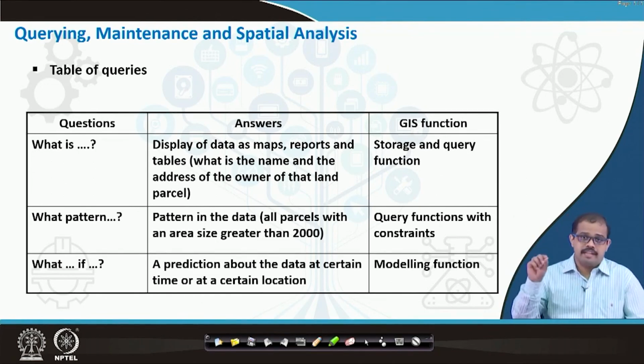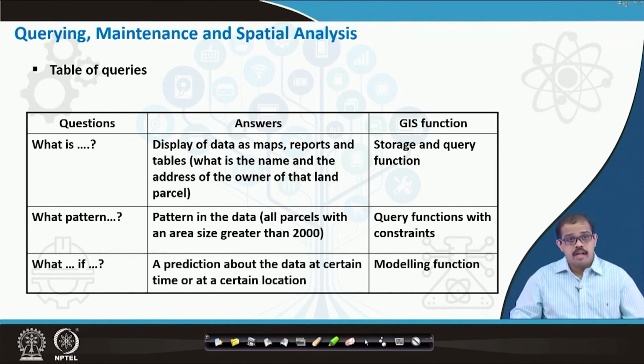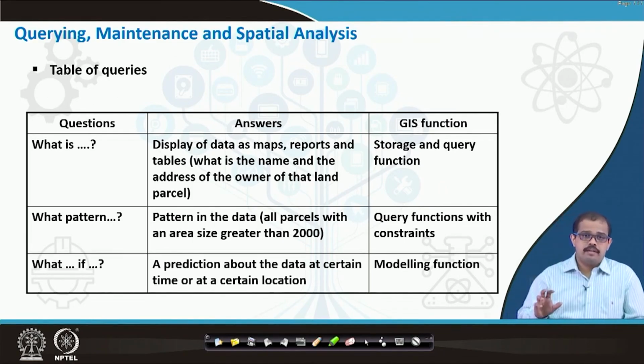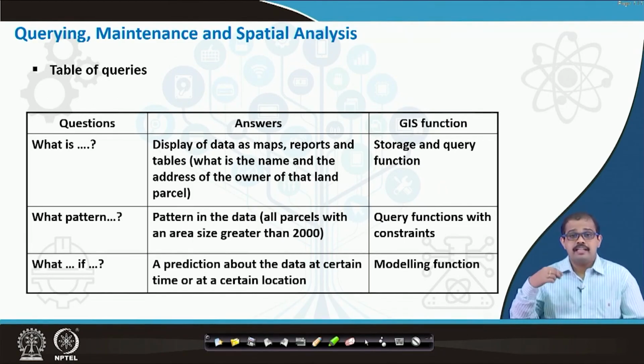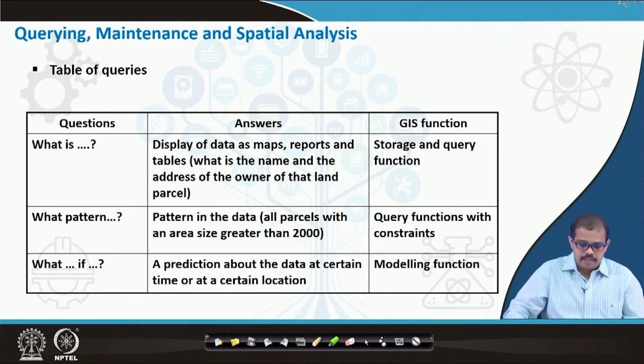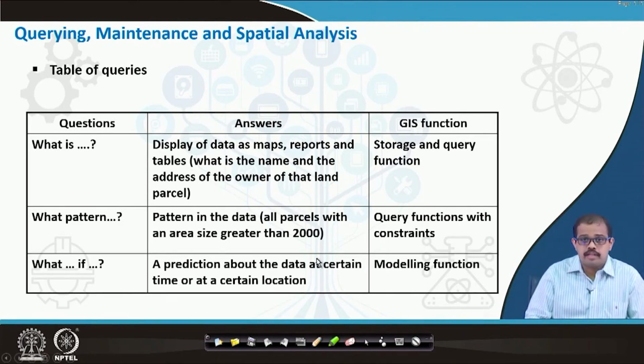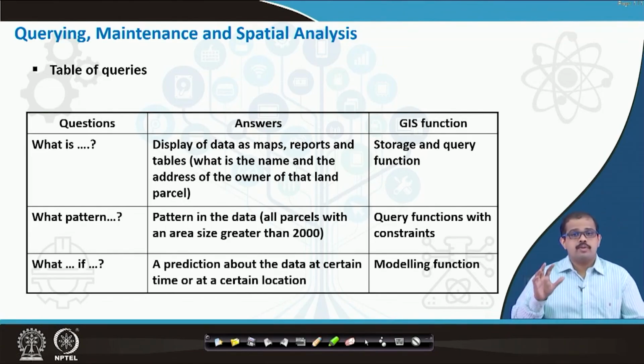Where that particular data has been stored and what is the quality of that data. So, we are trying to do that. But when we look at other query like what pattern, now in normal English we are looking at, when I say pattern in that particular data, whether all parcels in the area size is greater than 2000. But in a GIS function, the query functions with constraints. It means to say there are certain constraints for the particular query, and you are making a query. For example, the constraint here is greater than 2000. Anything that is greater than 2000 is queryable.